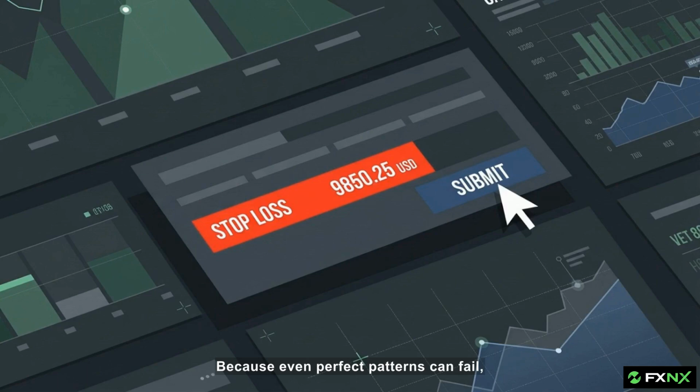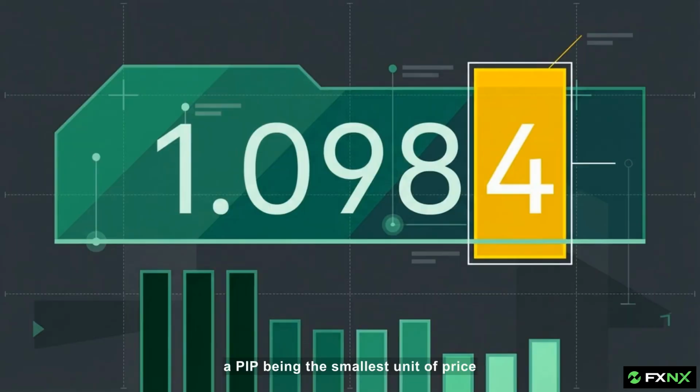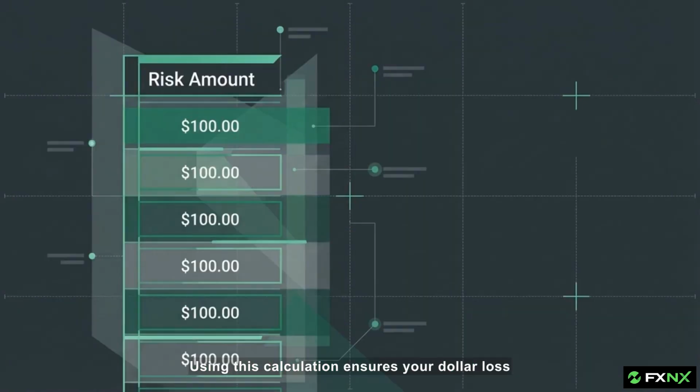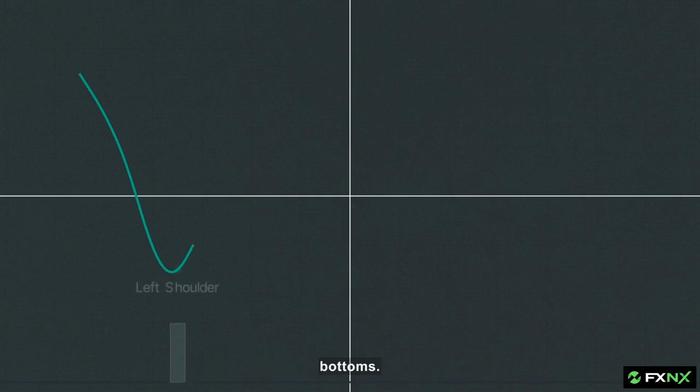Because even perfect patterns can fail, you need a defense. This formula determines your position size based on your account balance, risk percentage, and the distance to your stop loss in pips, a pip being the smallest unit of price movement in a currency pair. Using this calculation ensures your dollar loss is strictly controlled and predetermined, no matter how much space you give the trade to breathe. This same logic works in reverse for market bottoms.